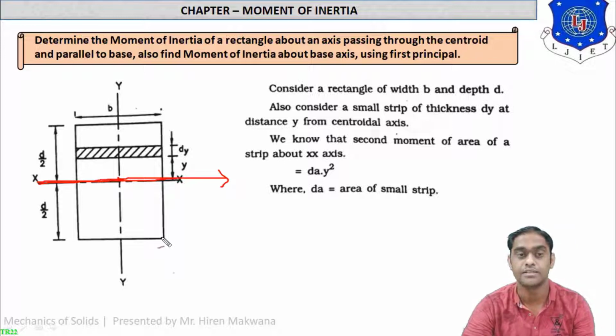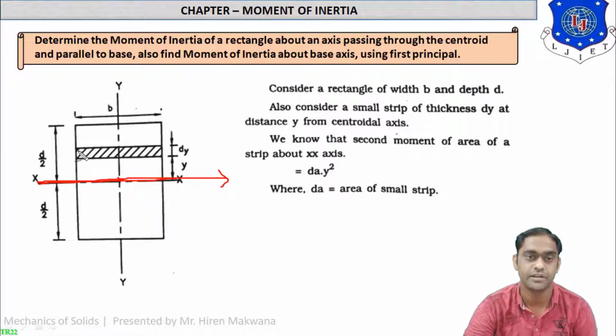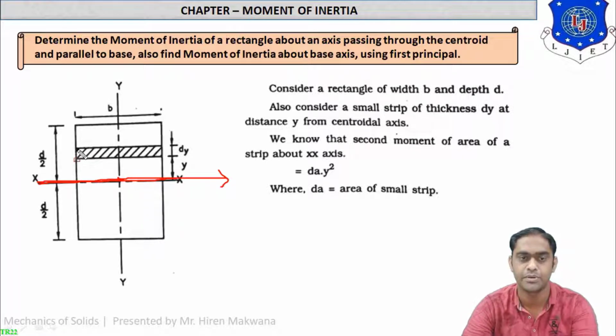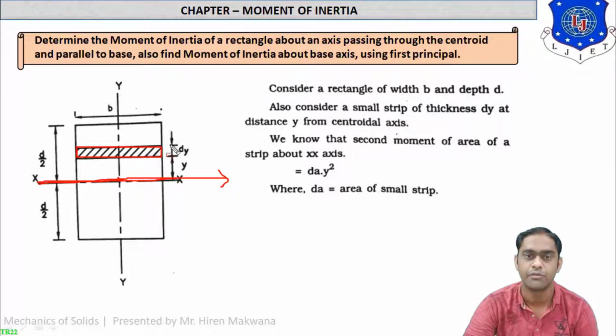Okay, now let us start with the figure first. You can see in this figure, we are taking this rectangular strip. This is the rectangular elemental strip. The vertical height of the strip is dy, while the horizontal width of the strip is equal to the width of the rectangle, which is b.